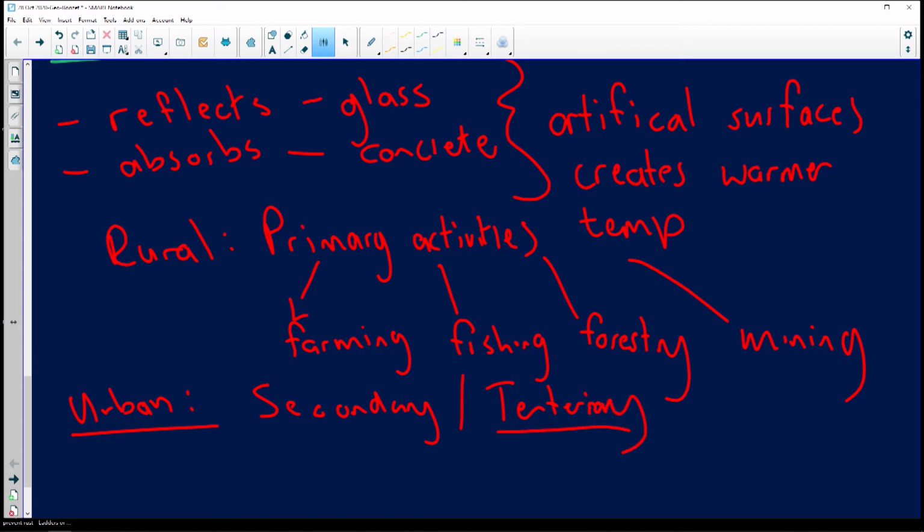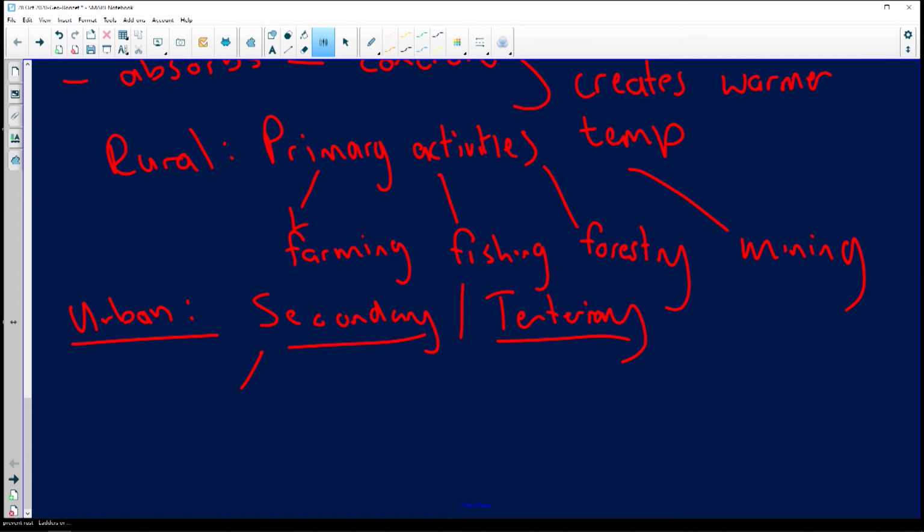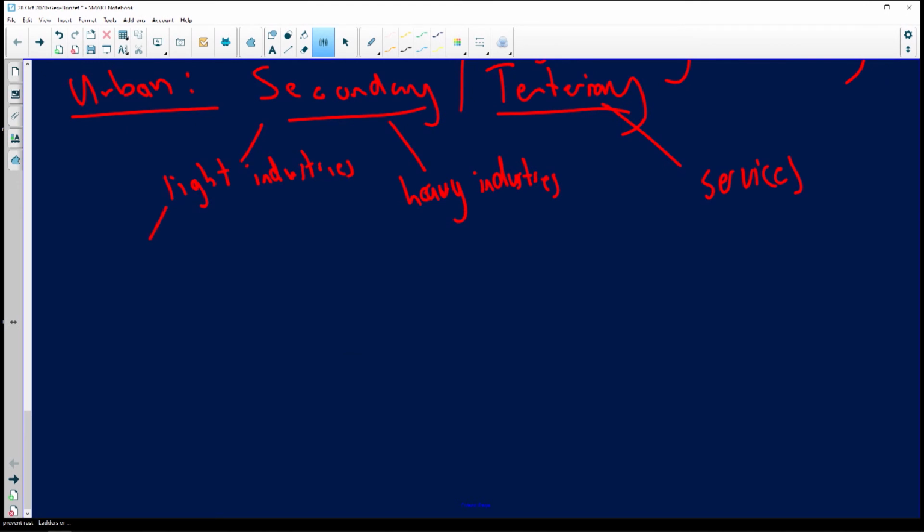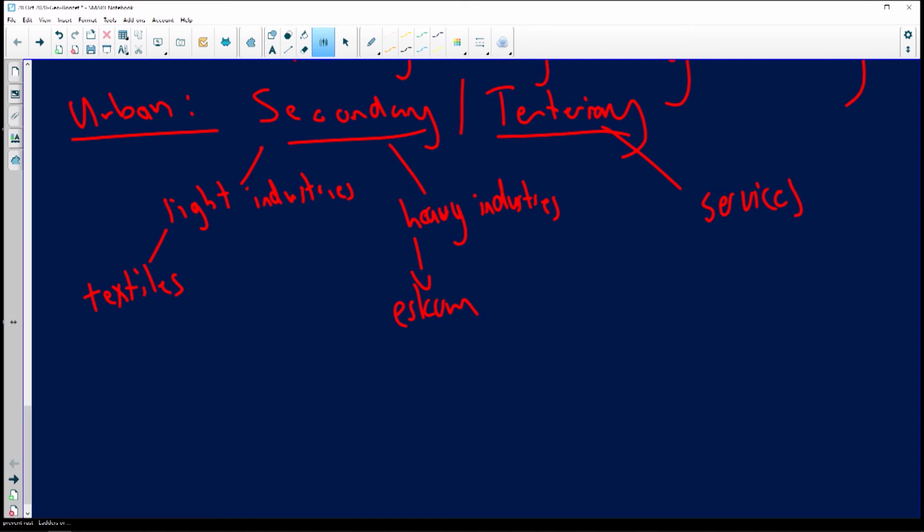Okay, now when we think of secondary activities, we think of light industries. We think of heavy industries. And tertiary is services. Okay. Now, light industries can be textile industries. Okay, heavy industries might be like Eskom, generating of electricity. Okay, services, think of people, congestion.